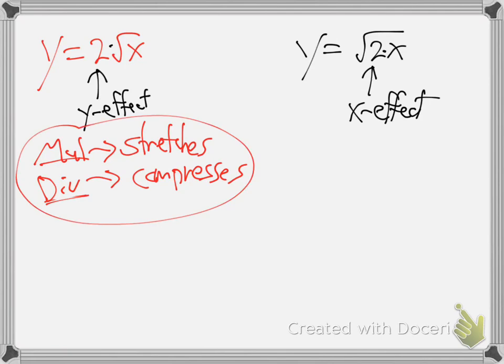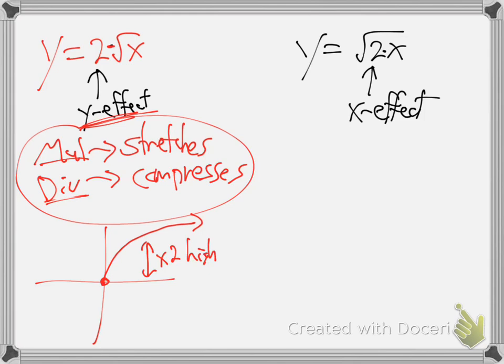So right here, let's do this first graph. This 2 is going to have a y effect. It's going to stretch it. So it's going to go up twice as high. It's going to go up twice as fast, let me say it that way. It goes up infinitely high eventually, it just goes up twice as fast. Does that make sense? The y has been stretched up times 2 high.